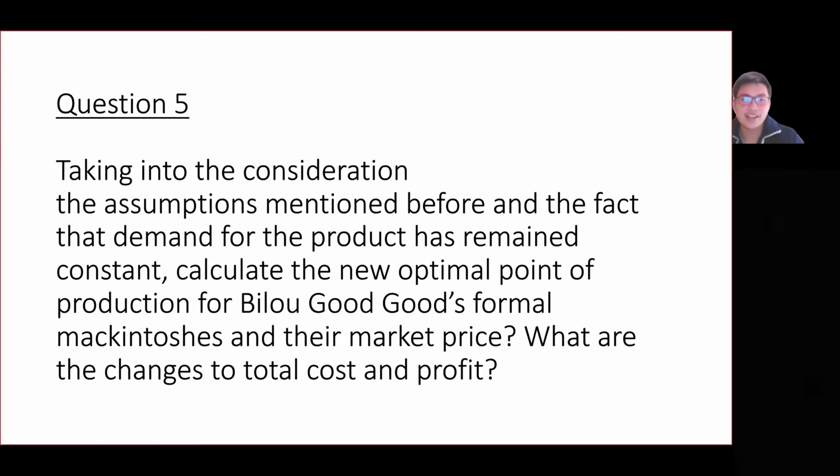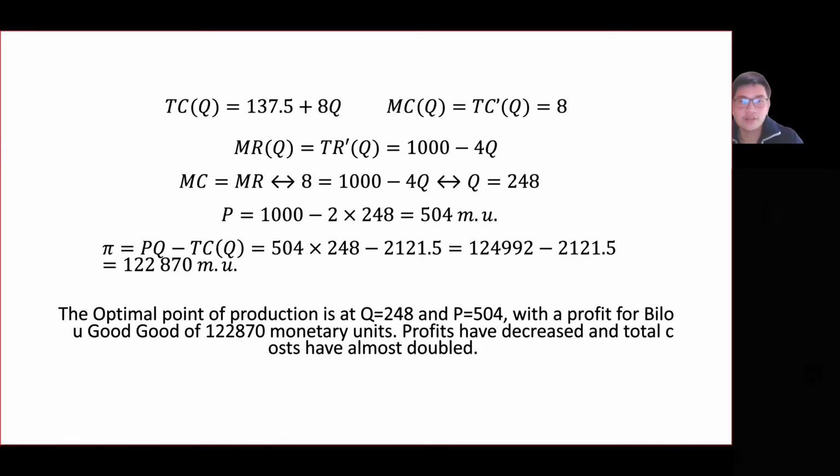Question 5: taking into consideration the assumptions mentioned before and the fact that demand for a product has remained constant, calculate the new optimal point of production for Bilu Good Good's formal Macintoshes and the market price. What are the changes to total cost and profit? The new total cost is now 137.5 + 8Q based on the previous assumptions. The marginal cost is just a derivative of total cost, which in this case is 8.